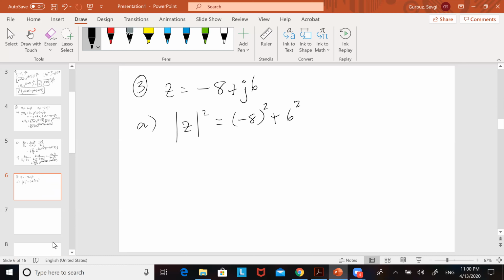Let's see how we would write something else. Let's think about how we would write z squared.